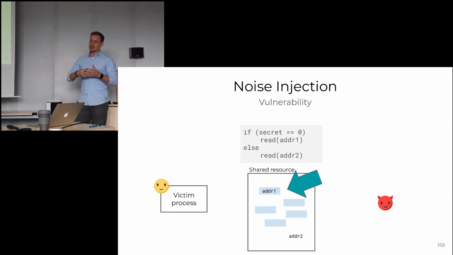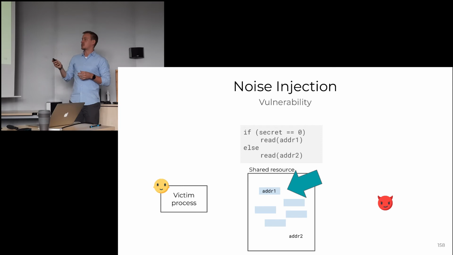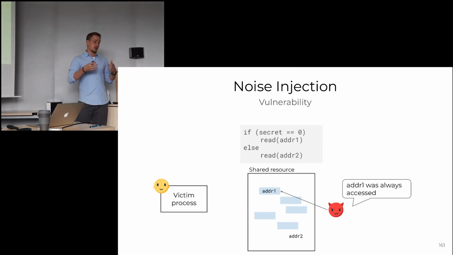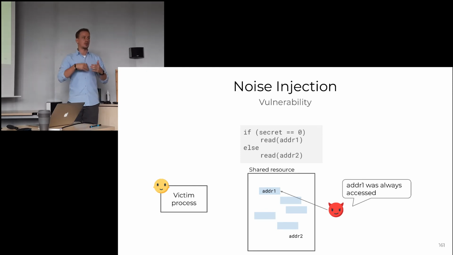What the attacker can do is repeat the same measurement all over again. And if the injected noise is independent of the secret, then all the traces besides this address one will be random, but this one will stay persistent. So it will look like this. You see, everything else changes, but address one is more or less the same. So the attacker can average the results and read the signal through the noise, so to say.